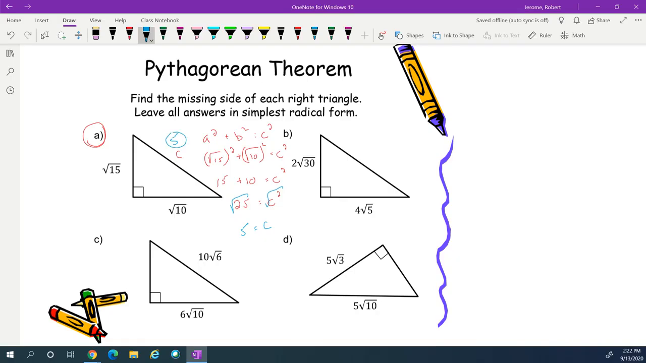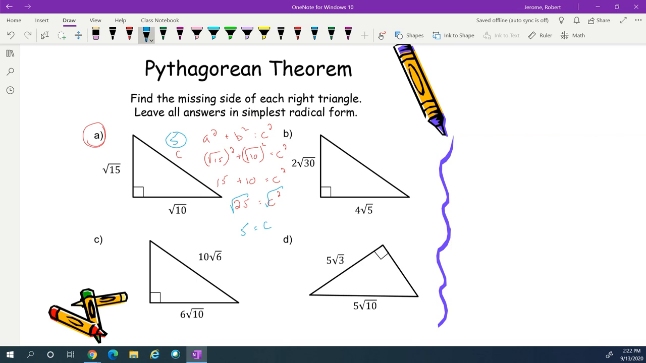So 5. Now, is 5 greater than square root of 15 and square root of 10? It is. If you put the square root of 15 into a calculator, you're going to get a number less than 5. But we have to be able to work in radical form. You cannot convert those numbers to a decimal, then work with them, and then be able to convert things back to radicals. You have to work in radical form.